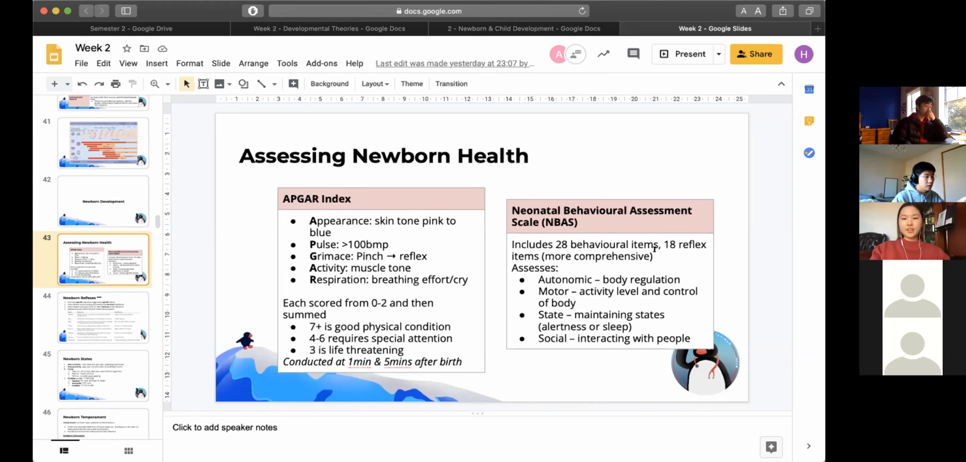And then we've got the neonatal behavioral assessment scale. This is a scale that includes 28 behavioral items, 18 reflex items. So this is much more comprehensive than the APGAR index, and it assesses basically everything. So autonomics, body regulation, motor activity, the state of the baby, so whether they're alert, whether they're asleep, whether they're able to maintain those states, and social, how they actually interact with people.